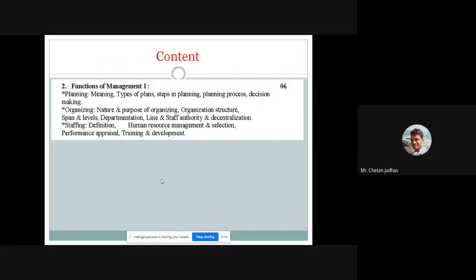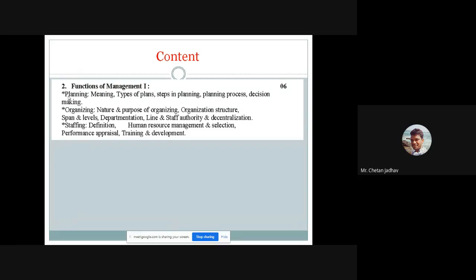Okay, so we have started our second chapter. In that second chapter, we have completed the first point, that is planning. In that planning, we have seen the meaning of planning and what is the purpose of planning, and why we are going to do some special planning for some particular thing.